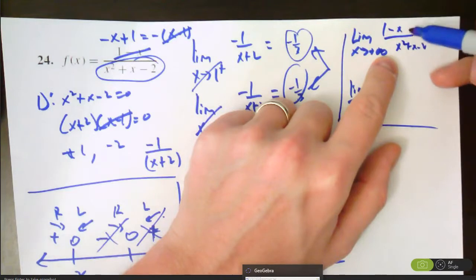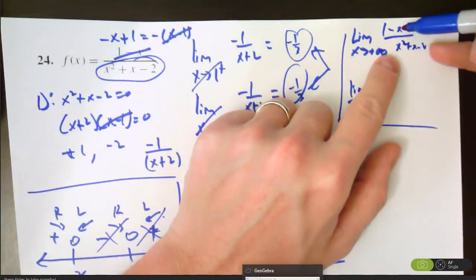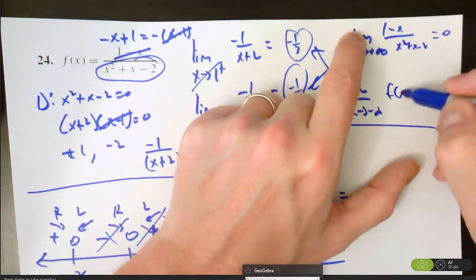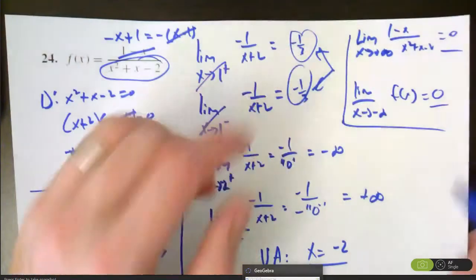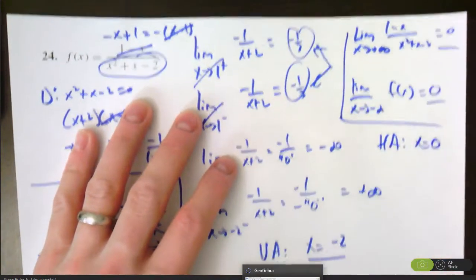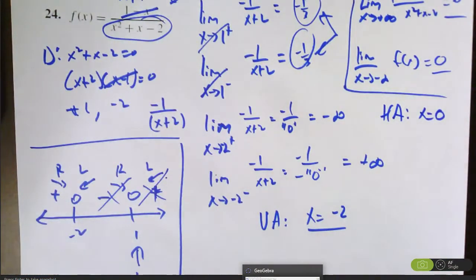Well, we talked about this in class that, since it's polynomial and the degree on the top is less than the degree on the bottom, I'm going to go towards 0. Same thing for the negative direction. So we have a horizontal asymptote of y equals 0. Okay. So let's take a look at this graph and see how that all shakes out.